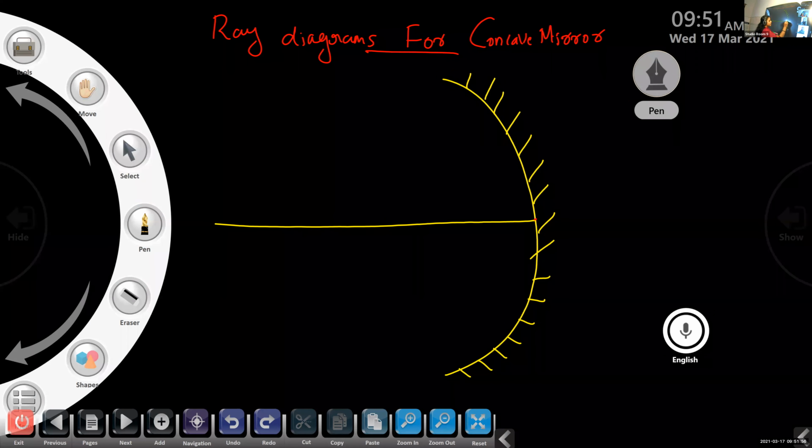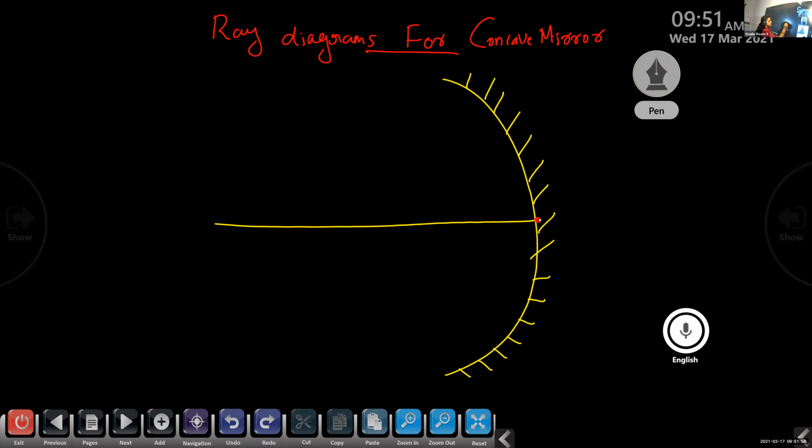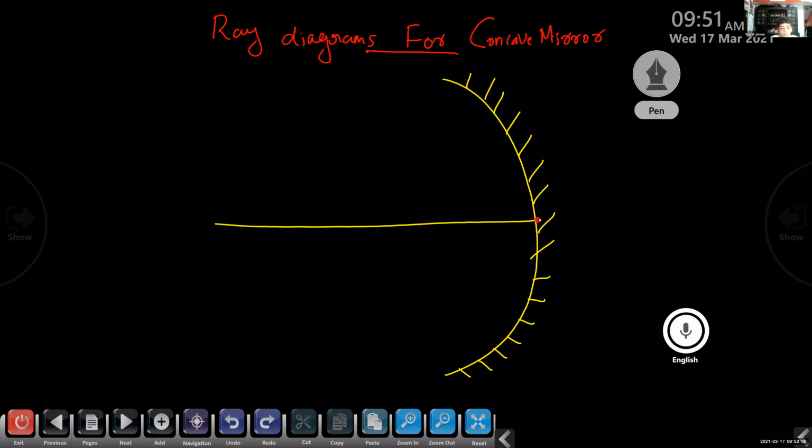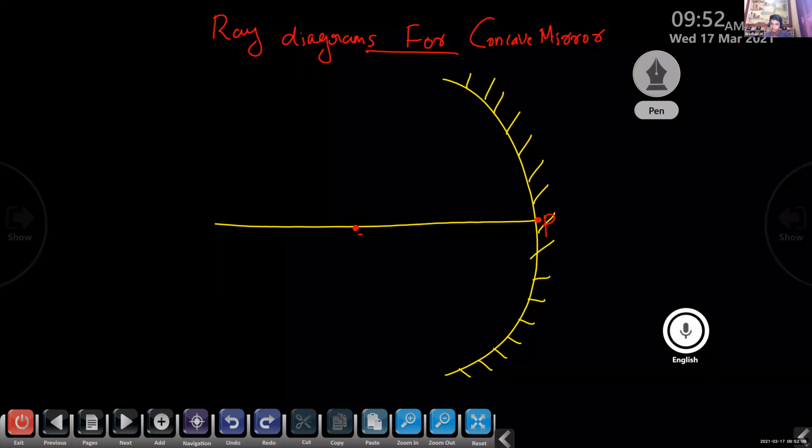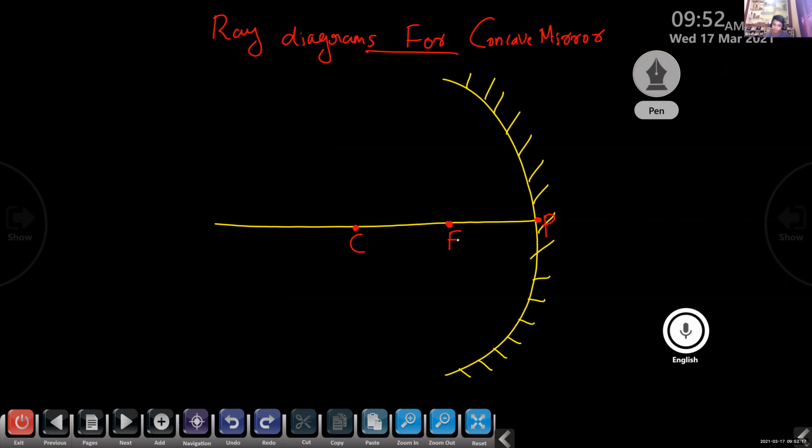What does this point represent? Pole. Yes, very good. It is representing the pole. What about this point? Center of curvature, very good. In between the center of curvature and pole, we have one more point. What is that? Principal focus. It is principal focus, right?